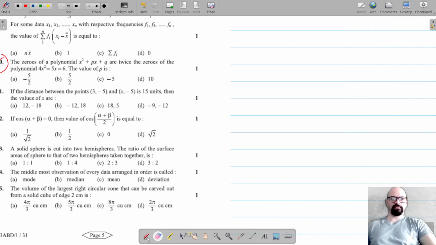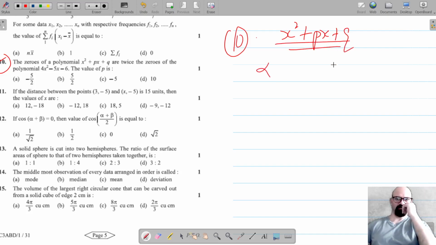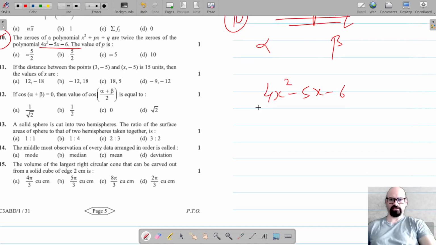There are two polynomials. The first polynomial is x squared plus px plus q, and let's say its zeros are alpha and beta. Its zeros are twice the zeros of the next polynomial, 4x squared minus 5x minus 6. Let's factorize this. I can write it as 4x squared, and 4 times 6 is 24, so the factors of 24 I can take as 8 and 3, so minus 8 and 3.